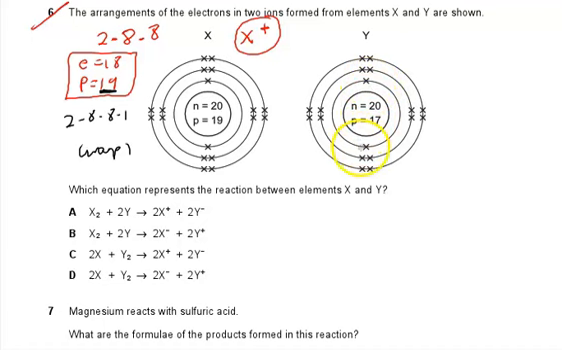Now let us look at Y. Now we have here 2.8.8. So they have 18 electrons and the protons here are 17. So there are more electrons, so it will be Y negative.